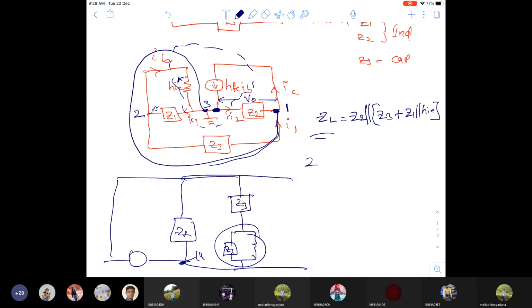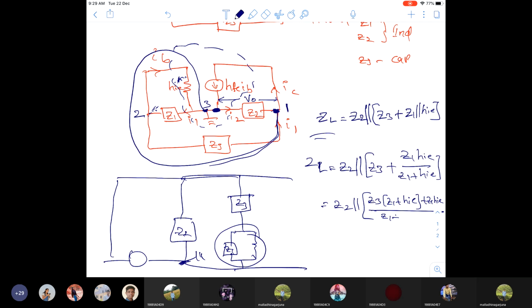If we simplify, first let ZL equal Z2 parallel to Z3 plus Z1 HIE by Z1 plus HIE. So carefully understand these equations. Z3 plus Z1 HIE by Z1 plus HIE. Now simplify. Take the LCM of it. So Z3 into Z1 plus HIE plus Z1 HIE divided by Z1 plus HIE.